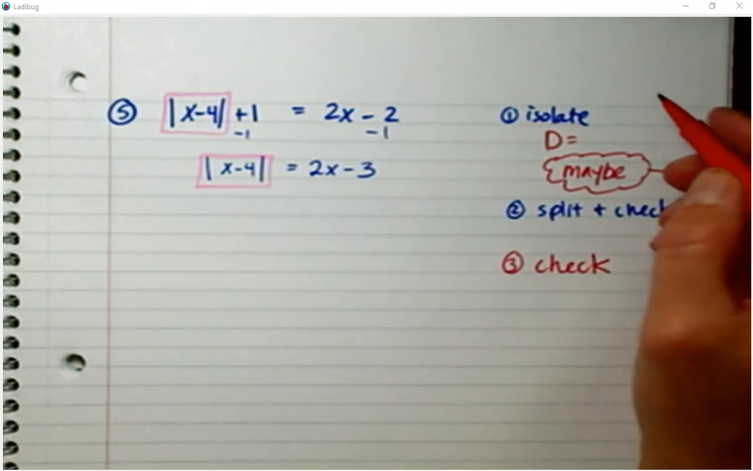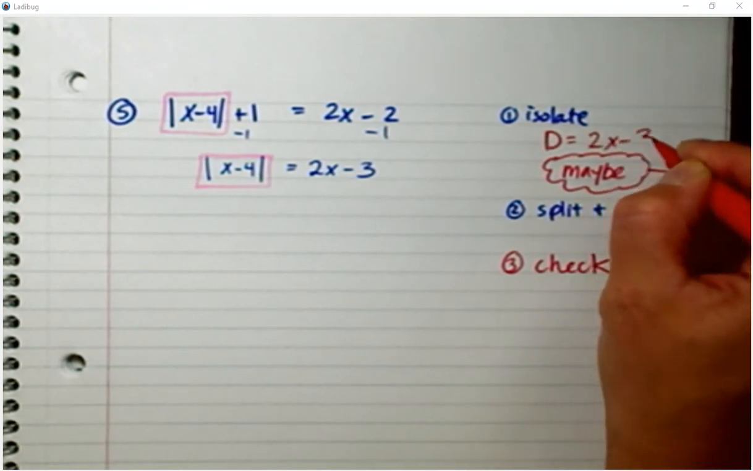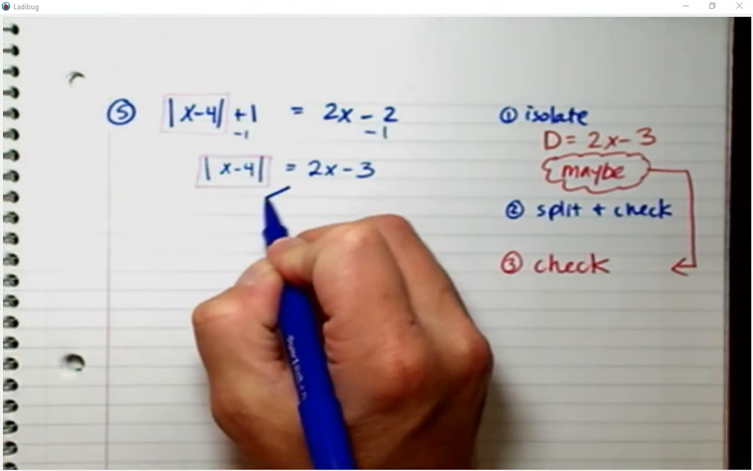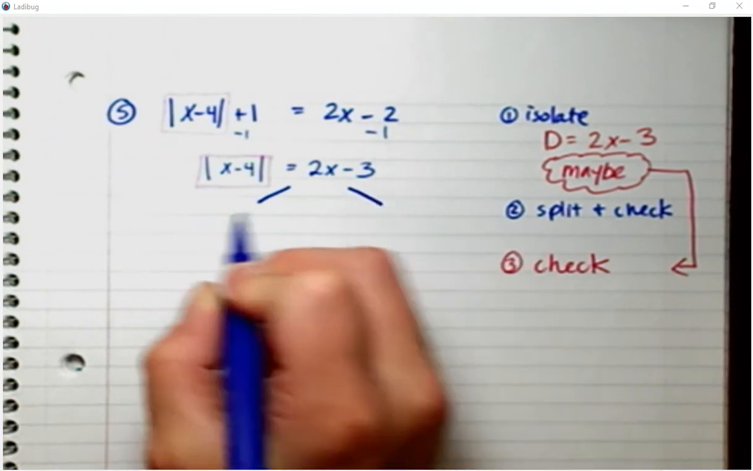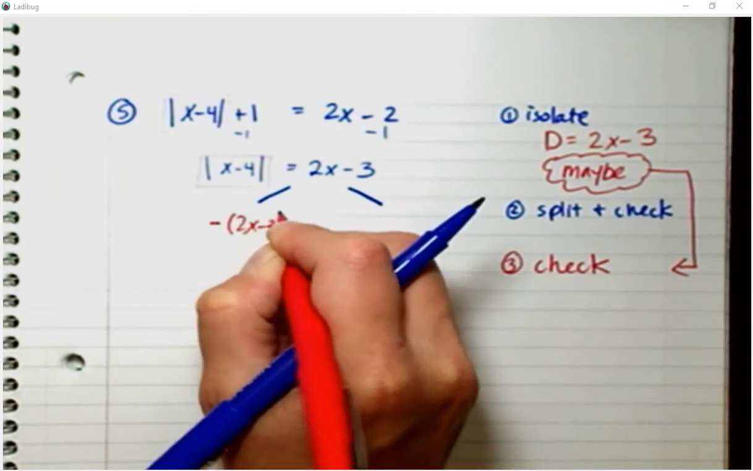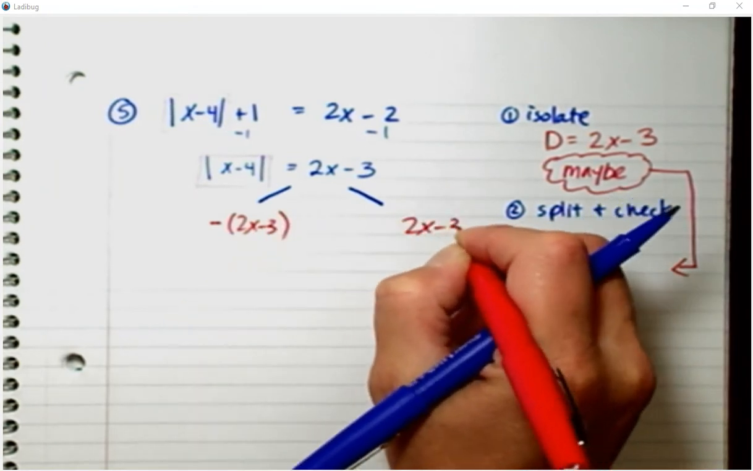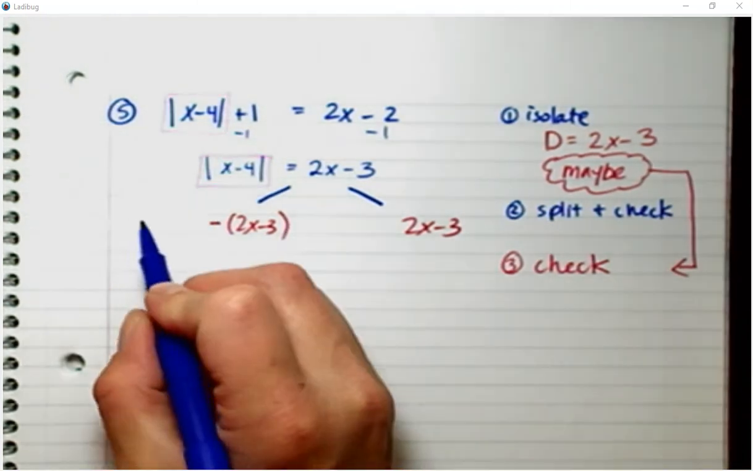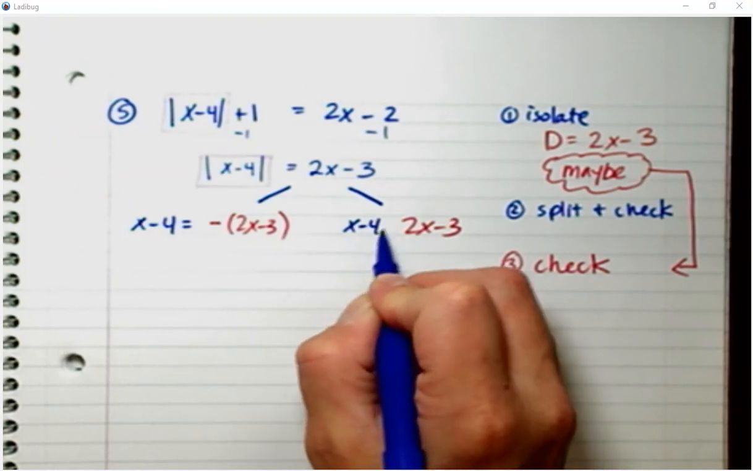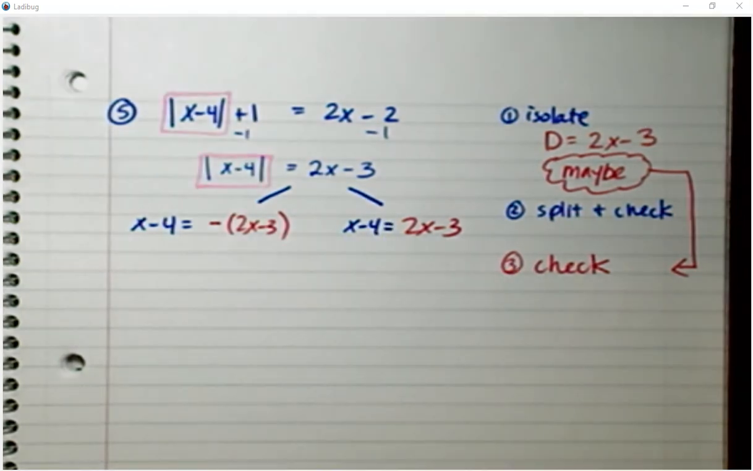Okay, here we go. So as I isolate, my distance is 2x minus 3, so that's a maybe. So I'm going to split and solve because I can't check it until I have something to check. So one of these is going to be negative 2x minus 3, and the other is 2x minus 3. Okay, so we get x minus 4 equals. Okay, notice the side that's changing, not the absolute value piece, it's the other side.